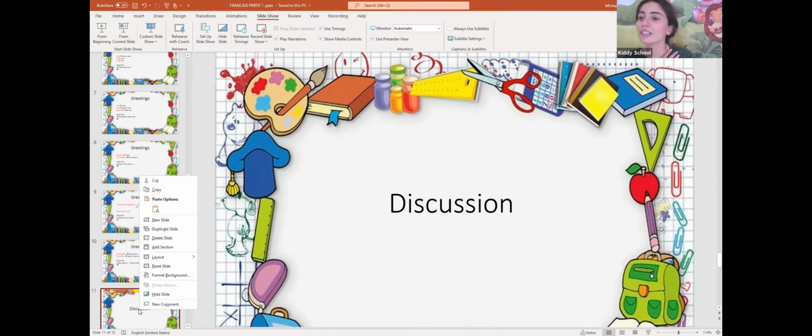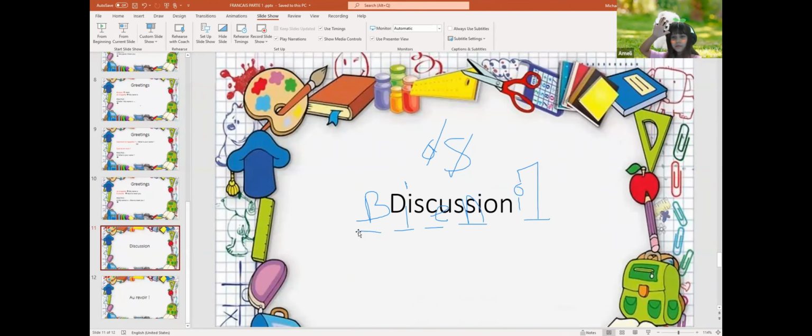Excellent. Now, to say my favorite, we can say mon animal. It means my favorite animal. Mon animal. Mon animal. Who would like to start it off? Amélie, go for it. Allez, Vicky, ton tour. Vicky, it means your turn. Ton tour.